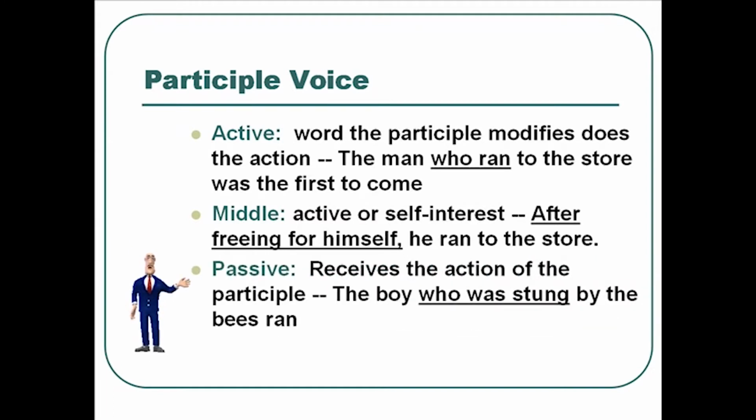Now the third voice is the passive voice, and this is where the noun that it modifies receives the action of the participle. So the boy who was stung by the bees ran. The boy receives the action, who was stung, receives the stinging, and therefore a passive voice would be used here. So as we have in the case of other aorists, we have an active voice, separate forms for the middle, and then separate forms once again for the passive voice. So it is going to be for these aorist participles.